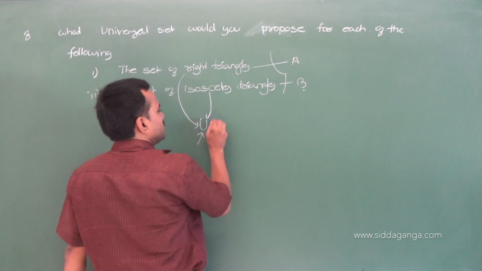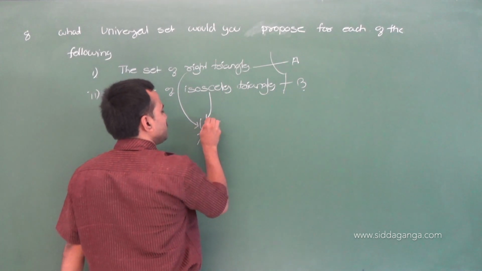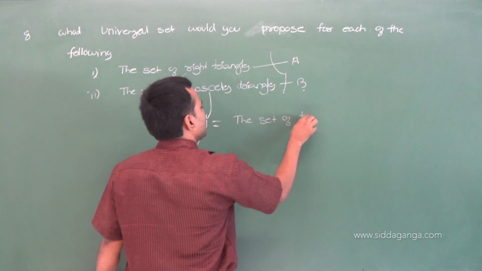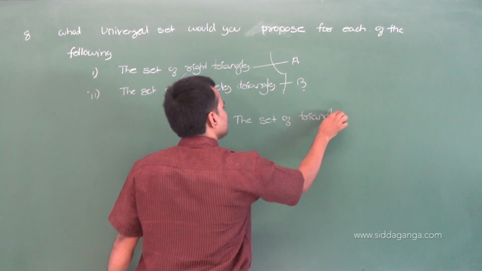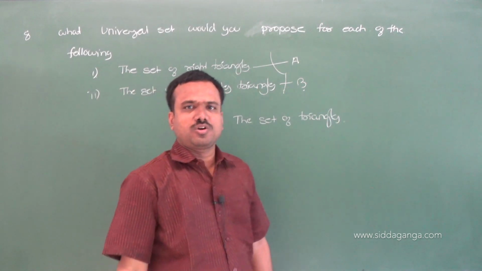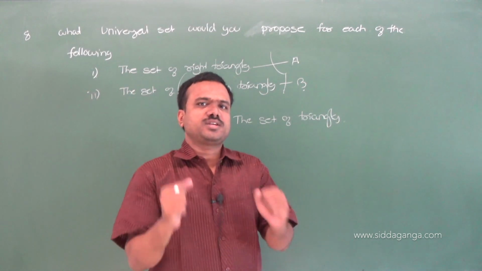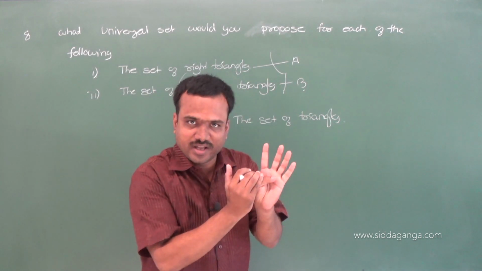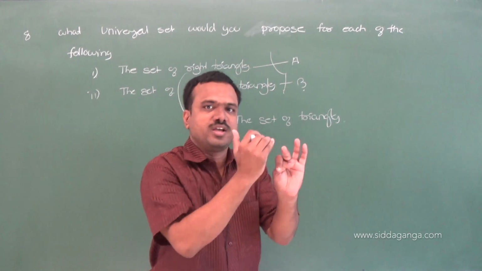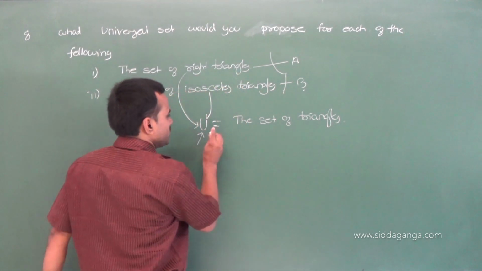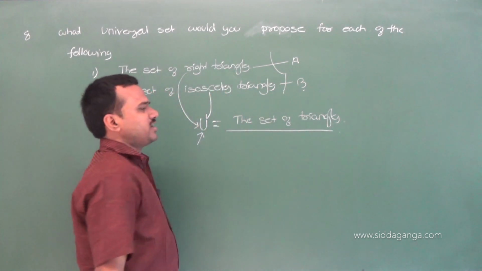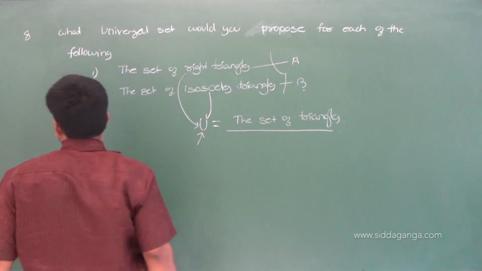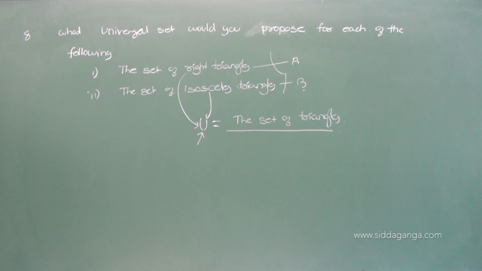So what do we write? Better we write the universal set as the set of triangles. The set of what? Triangles. The set of triangles means the triangles contain right angle triangles, isosceles triangles, equilateral triangles, etc. So the universal set is nothing but the set of triangles. One more question, next question.